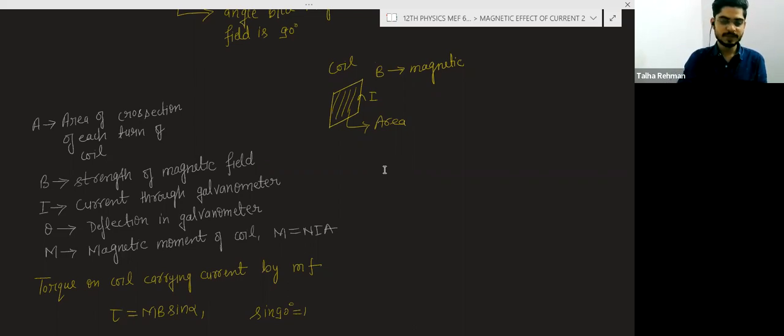After this, we have the current sensitivity and the voltage sensitivity. After that, the last topic is the conversion of galvanometer into the ammeter and the voltmeter.